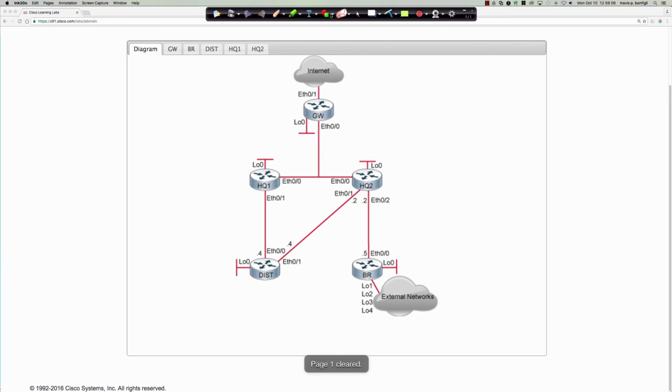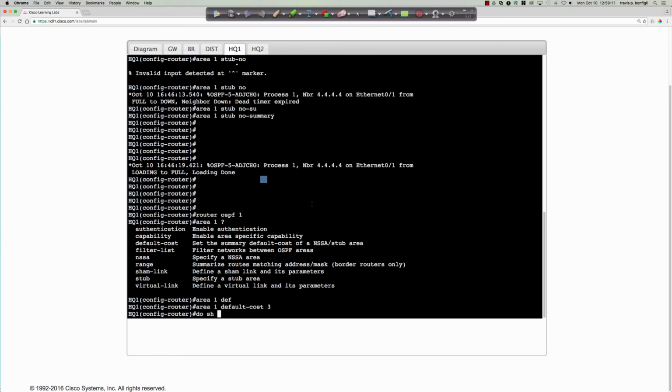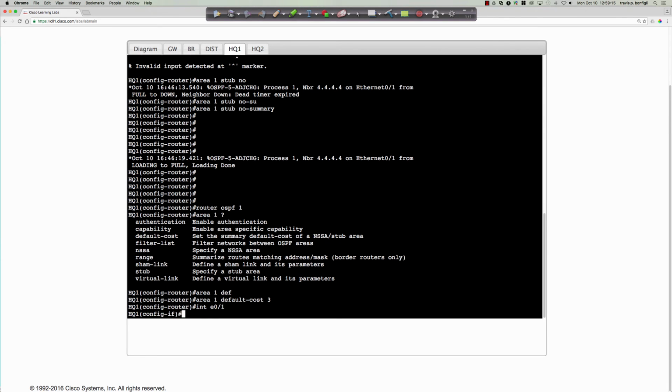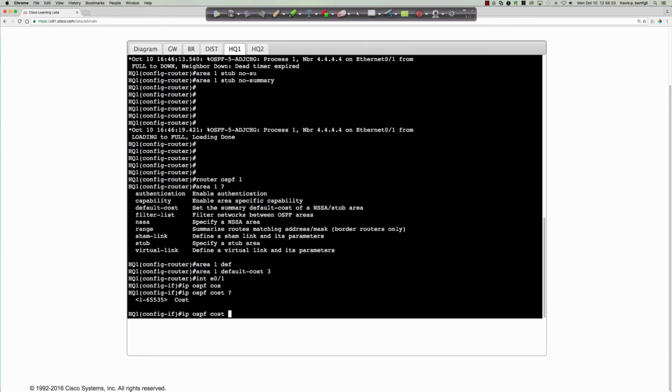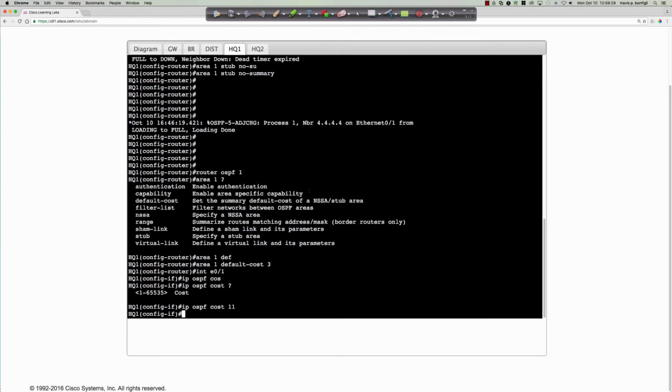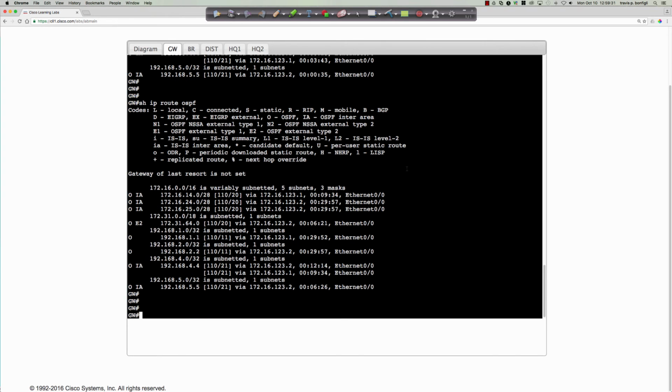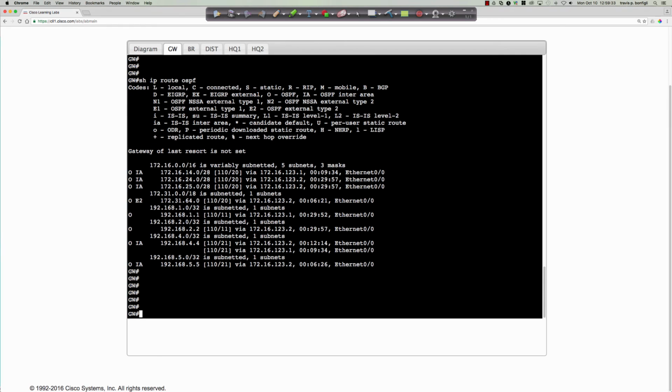So if I clear this here, and let's go back to the pin, let's get on HQ1, and let's jump on interface Ethernet 01, where I'm going to say IP OSPF cost. What is the difference? It's equal now. So if I make the cost 11, what is that going to do on gateway? I made it 1 larger than it was. It was showing 21. Who's going to win out now?